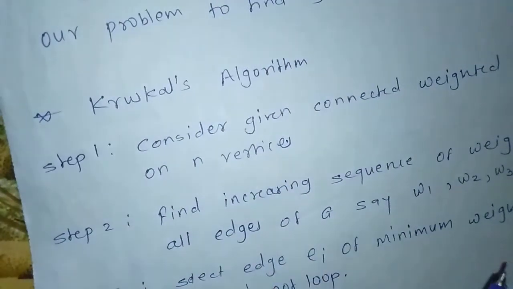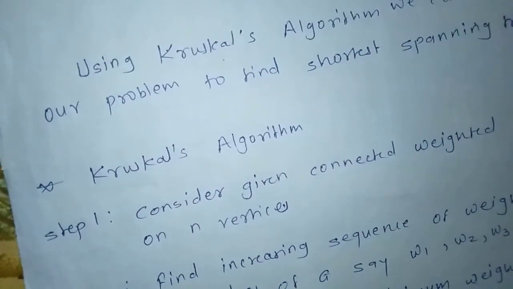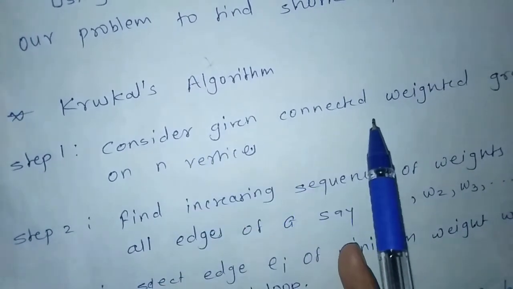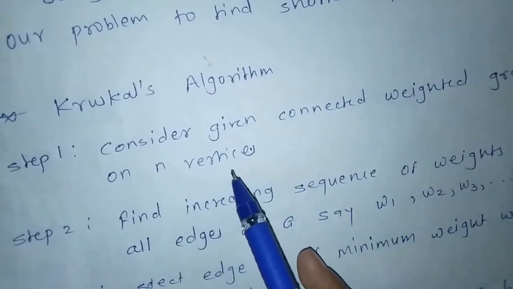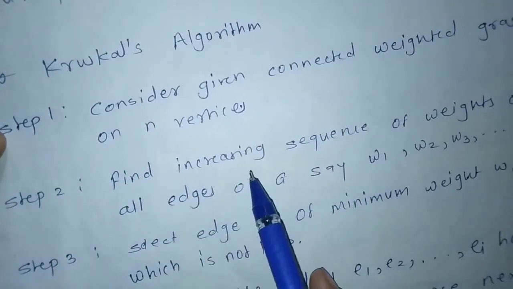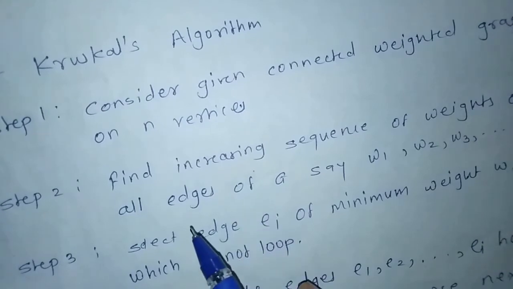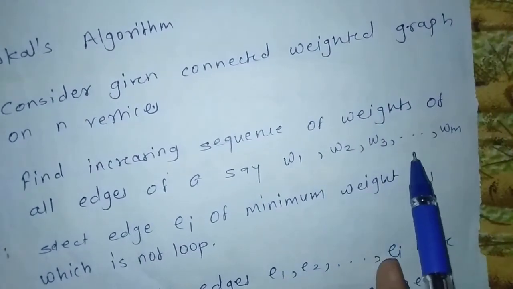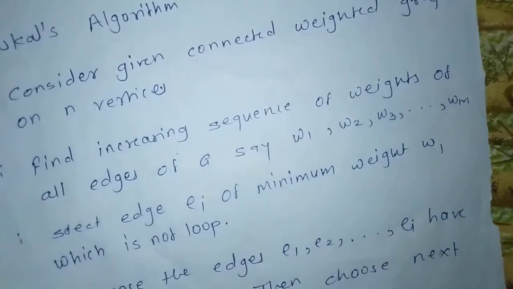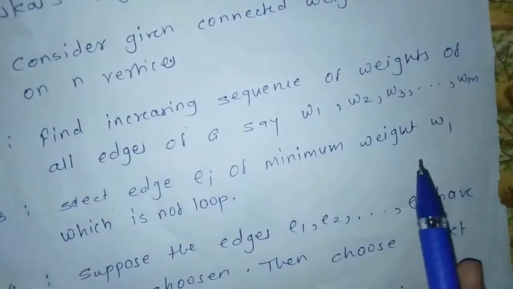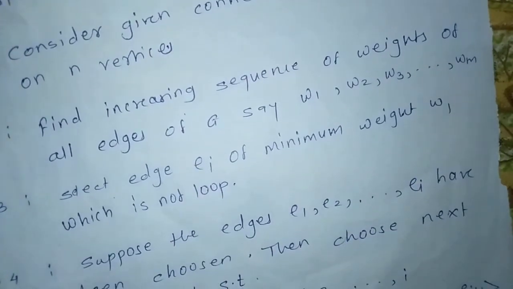In Kruskal's algorithm, there are 5 steps. In step first, consider given connected weighted graph on n vertices. Step second, find increasing sequence of weights of all edges of G, say W1, W2, W3 and so on Wm. Step 3, select edge E1 of minimum weight W1 which is not loop.